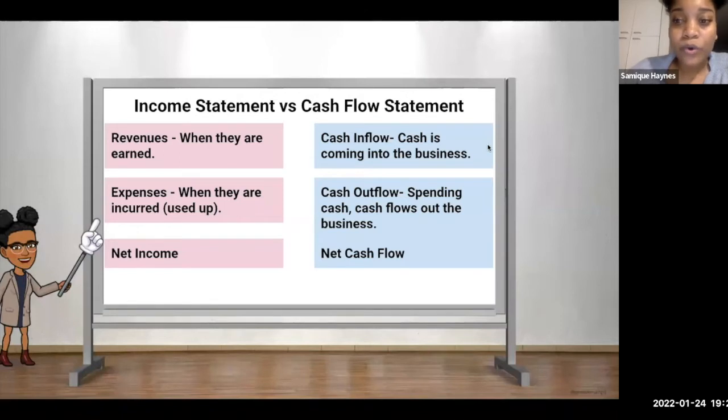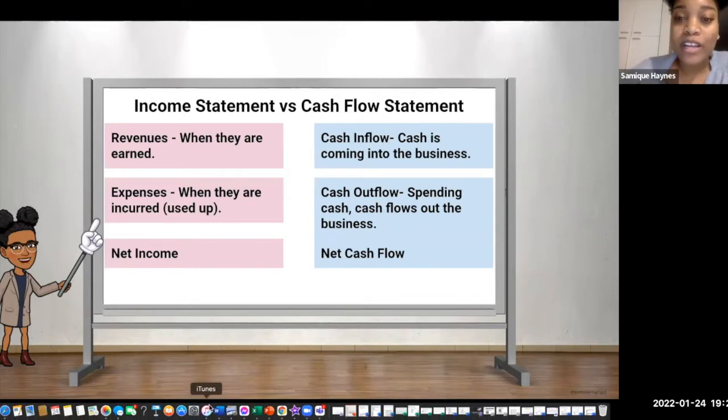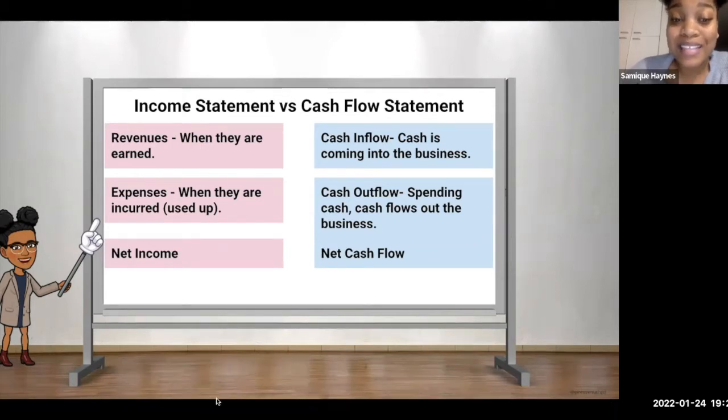All right, so for expenses, we are going to recognize those when they are incurred, when we're using it up. But for cash outflow, spending cash means that cash is flowing out of the business. And so revenues less expenses leaves us with a net income, whereas our cash inflow less our cash outflow leaves us with a net cash flow. Can we see that difference there? Is it clearer now? Okay, great.